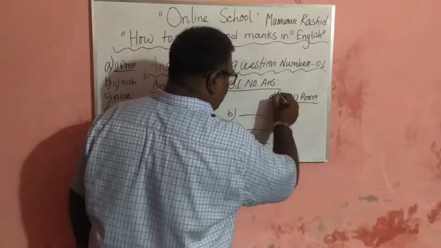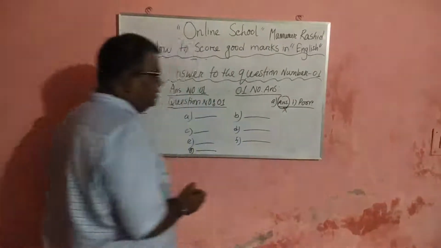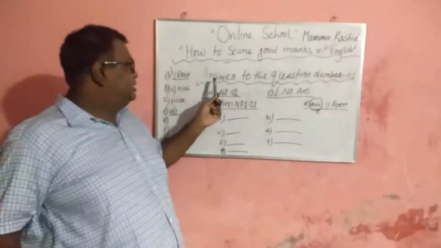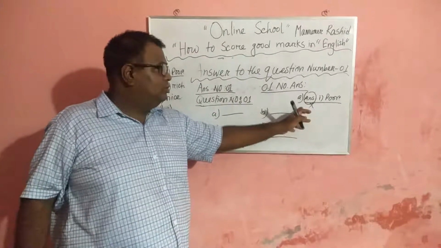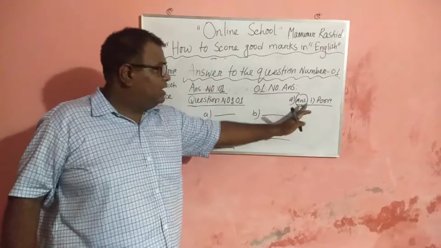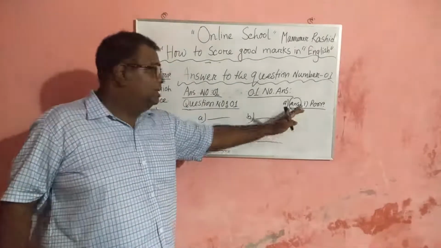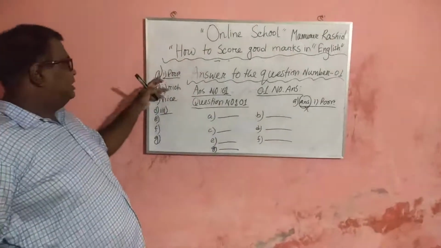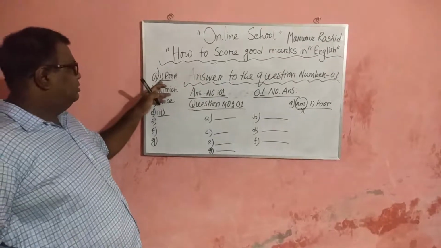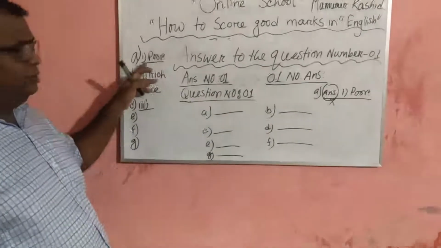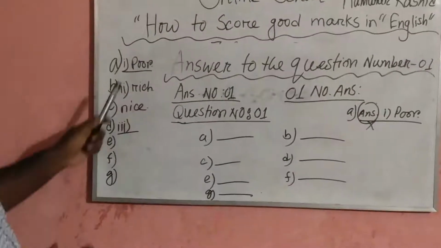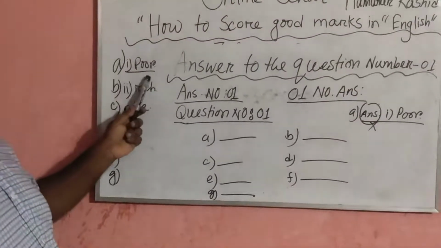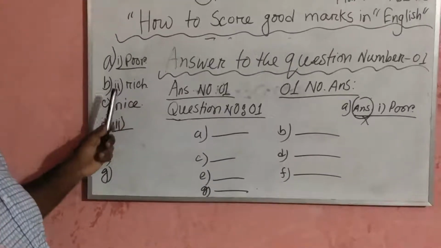I think here the answer is no need. You already wrote the answer to question number 1. So again, you don't need to write the answer like this. You may write here like this: A, 1, 4. Look, A, 1, 4. And you may underline the word or not.